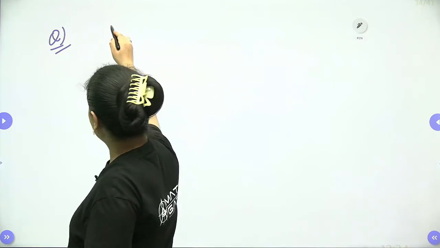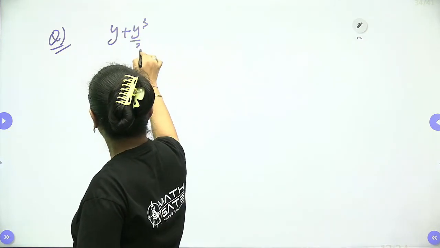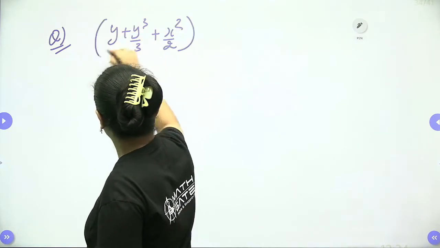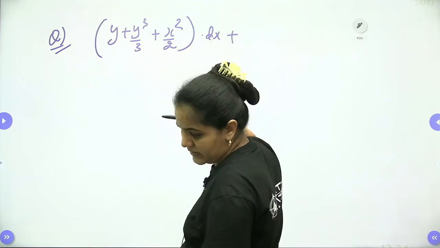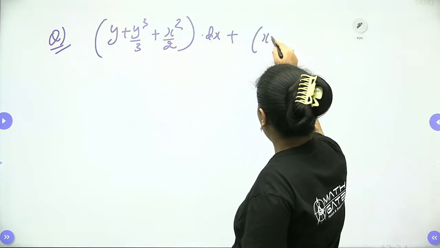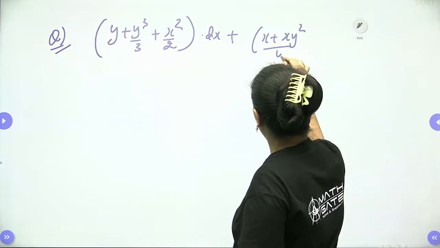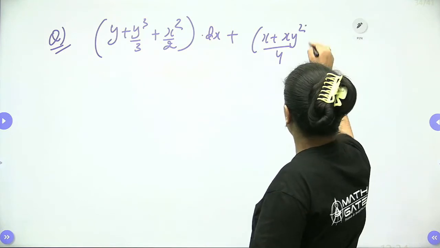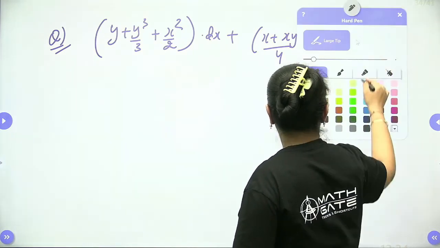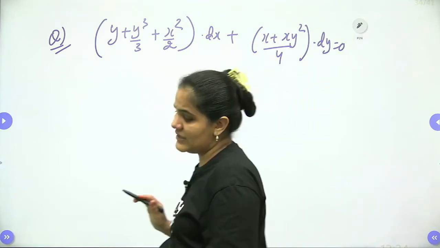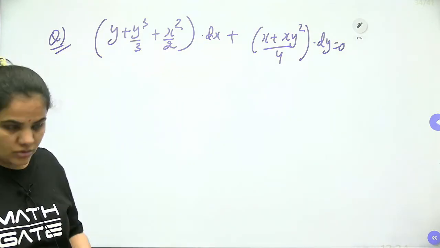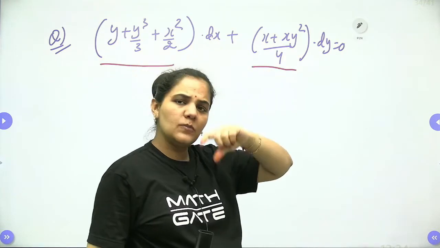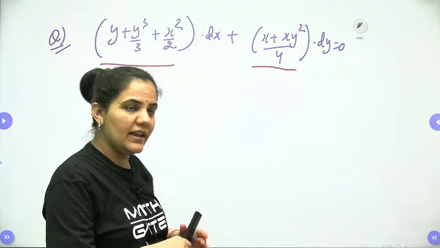My question is (y + y³/3 + x²/2) dx + (x + xy²/4) dy = 0. When we approach this, let's check which one we want to divide by. Here you can easily see that this is the m and this is the n. So n is a smaller quantity, then we can go for the division by n only, right?